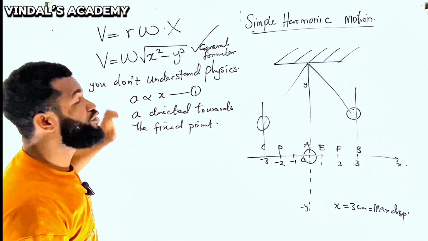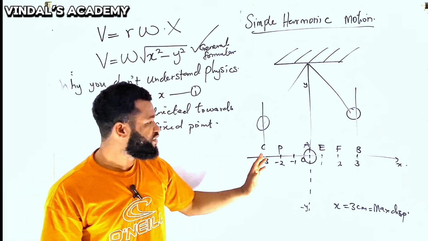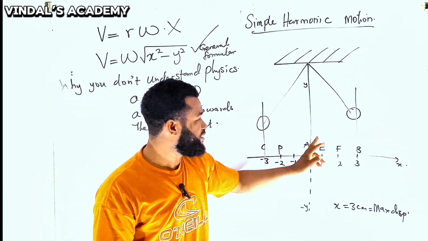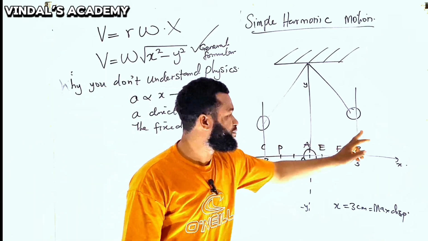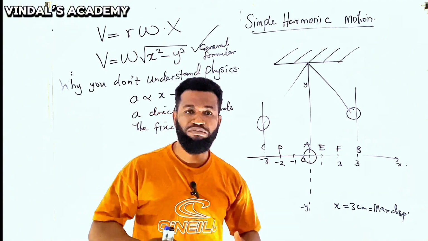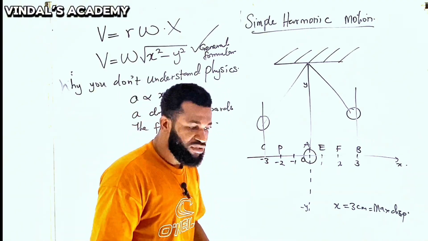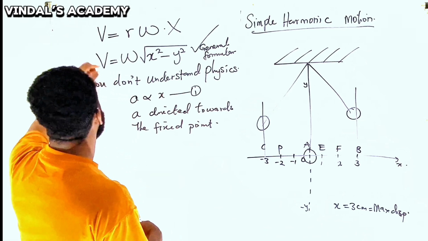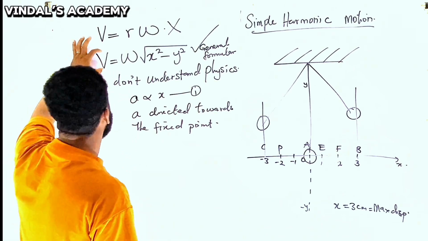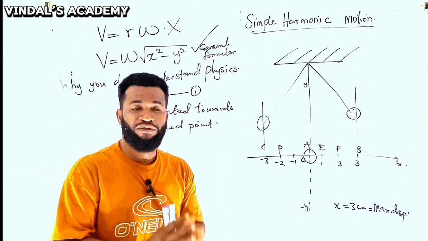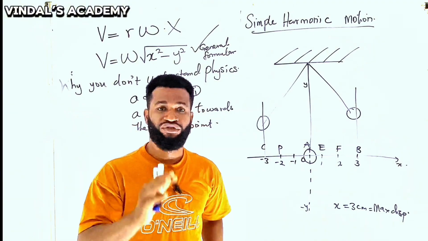But this formula cannot give you the velocity at C, at P, at A, at F, at E, at B. It cannot. And most times when questions come, students are confused. Which one should I use, this formula or this formula? And that is why I have come to clear those confusions.